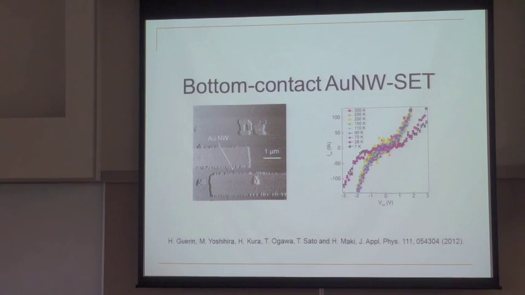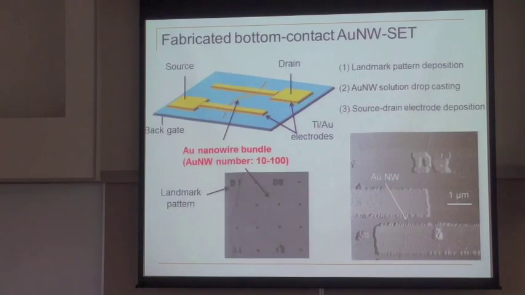So now for the bottom contact gold nanowire SET. This is a fabricated bottom contact SET on the substrate with a landmark pattern. Gold nanowires were dispersed, and then we deposited electrodes on the nanowire. I note that the measured gold nanowire was bundled, with a number of 10 to 100.